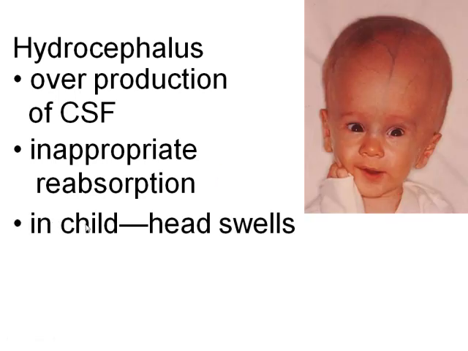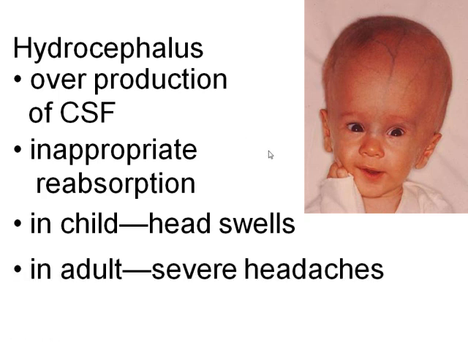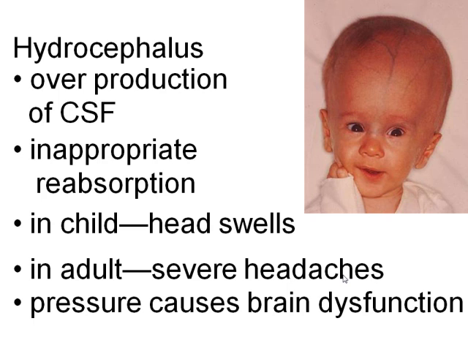Now in children, because they're born with those fontanelles and the bones are not fully fused, as we start making more fluid, the bones are simply pushed further apart and their head gets large, like this. In adults whose bones are already fused, we simply get pressure building up on the brain and they tend to get severe headaches. Either way, the pressure exerted by this extra fluid causes brain dysfunction.